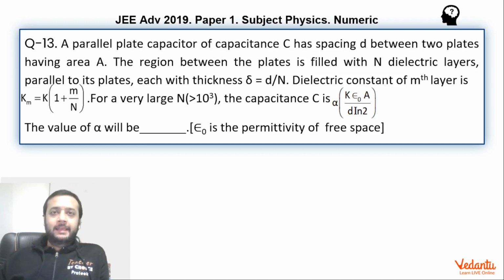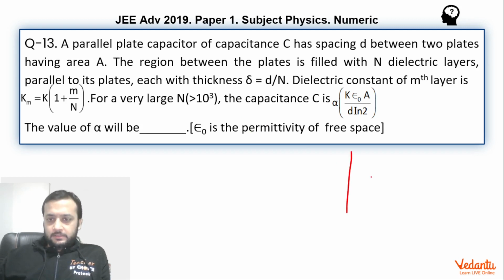Hi dear students, let's see this question that came in JEE Advanced Physics section paper 1 in the year 2019. The question was from the topic of capacitors and was a numeric type question. The question was simple. I believe most of the students would have done this question comfortably. Let us see what's happening over here.